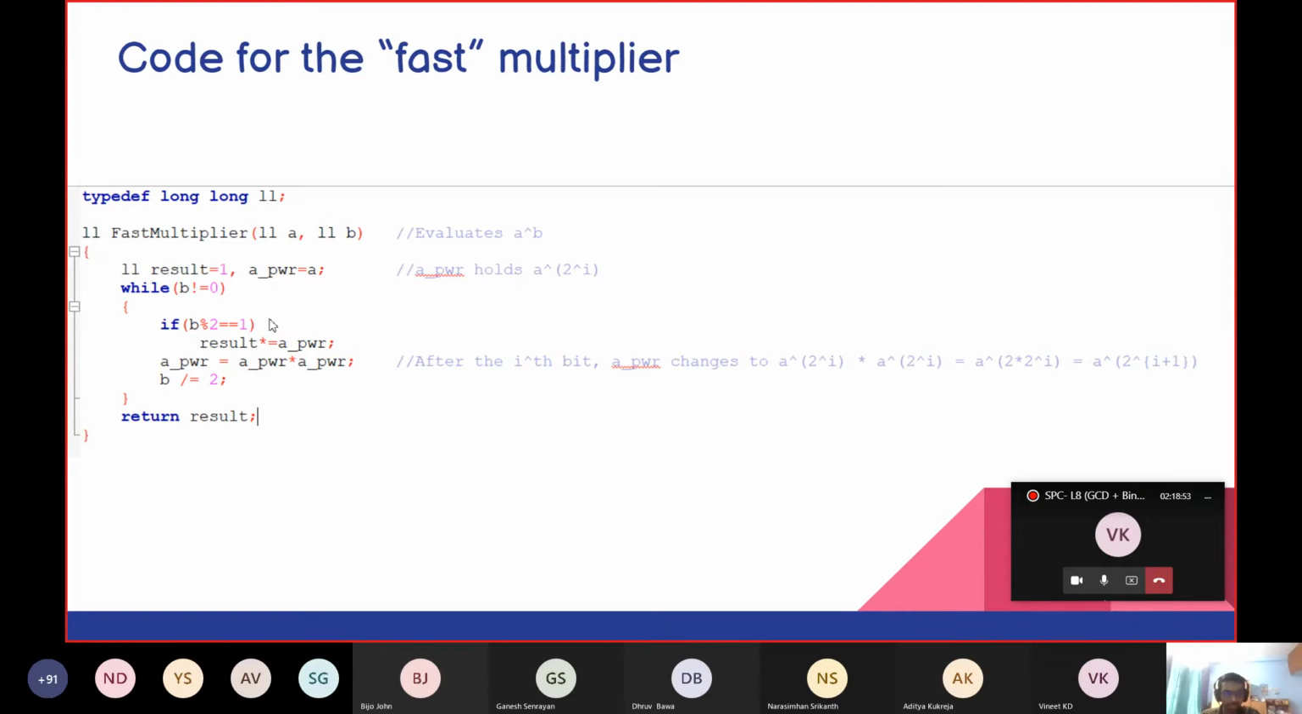Now, a power 2 power 0 is held here. If the last bit of b is 1, I will multiply a PWR. So a PWR is the a power 2 power i holder. So instead of 3, I put a here. So that will be a power.